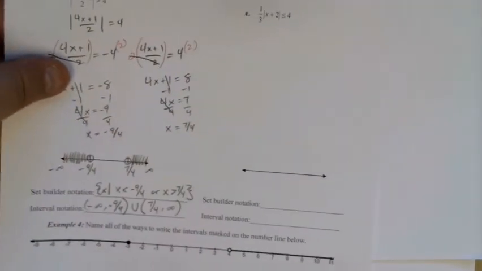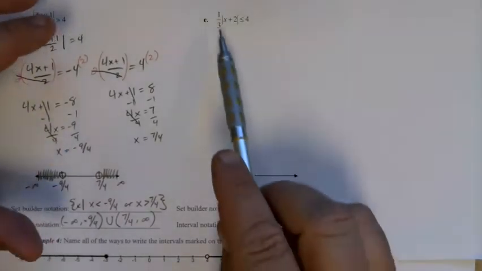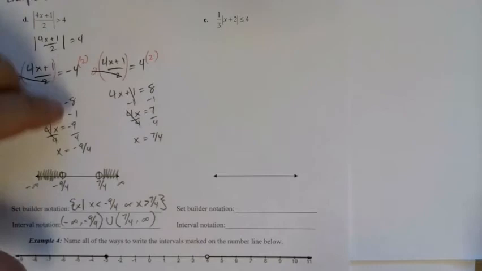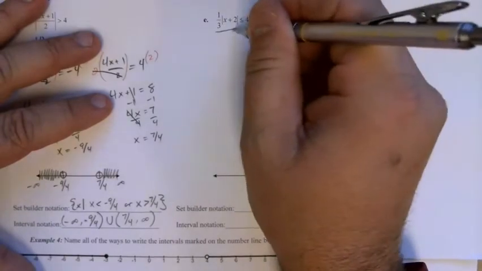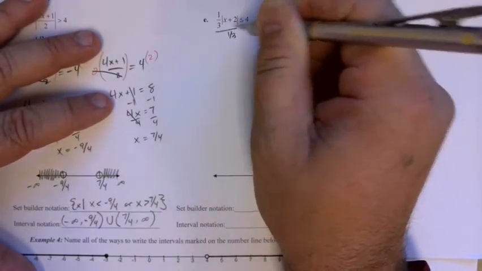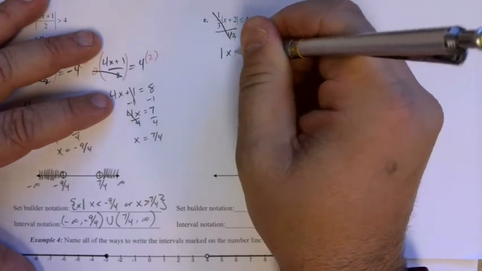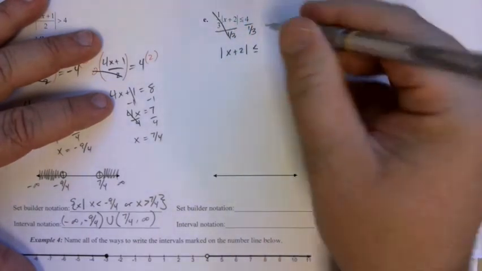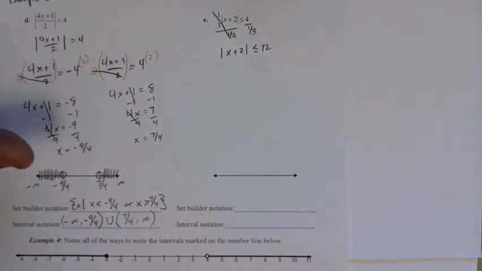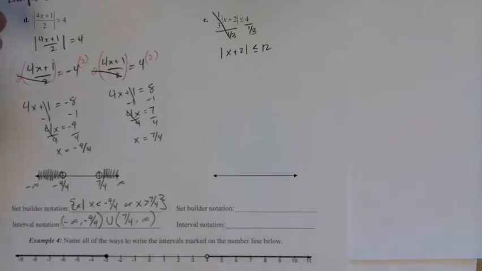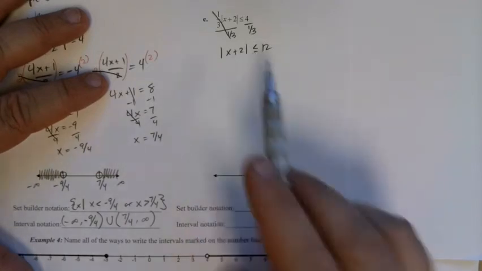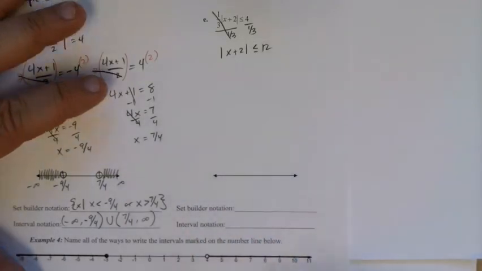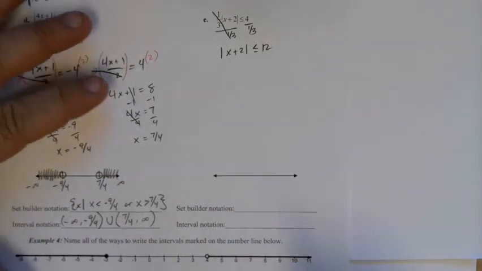Okay, 1/3 times the absolute value of x plus 2 is less than or equal to 4. So I'm going to divide by 1/3 or multiply by 3. It's the same thing. My mind sees that as multiplication, so I'm going to divide. The absolute value of x plus 2 is less than or equal to 12. Okay? Now, at this point, you start to think, what's my solution going to look like? This is where you can think ahead. This is a less than. In fact, it's a less than or equal to solution. So that tells you it's going to be brackets in your inequality notation.